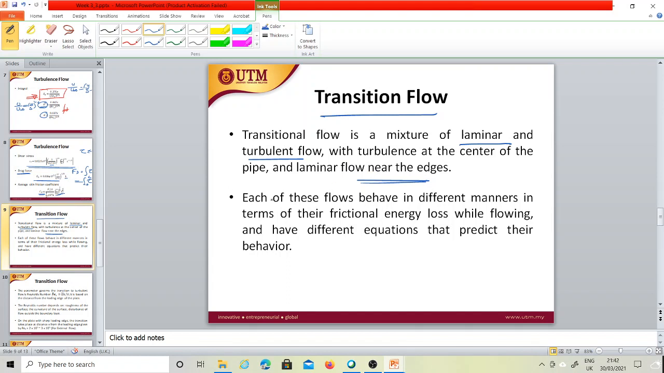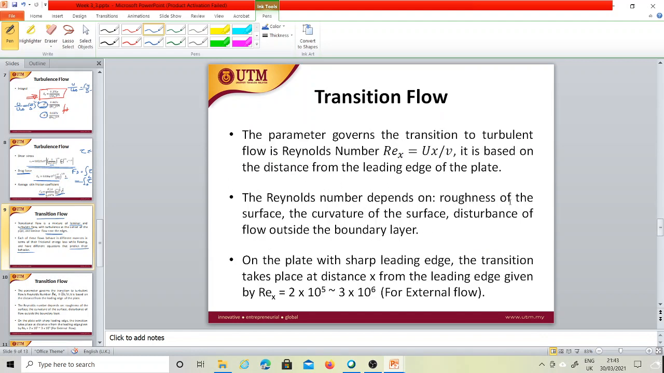And remember that each of these flows behaves in a different manner in terms of frictional energy loss while flowing, and has different equations that predict its behavior. So also for transition flow we have different equations that can predict the behavior; momentum thickness and displacement thickness have different expressions.